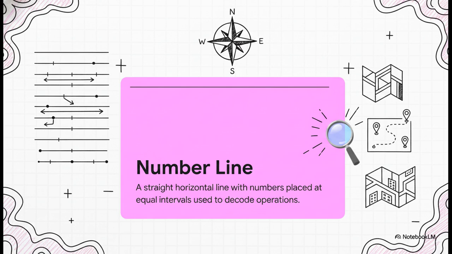And the core engine making all of this happen? That's the number line. Simply put, a number line is a straight horizontal line with numbers placed at equal intervals, and it's used to visually decode math operations. Notice how our addition source uses a 0 to 10 line right across the top, while our subtraction source stretches that out to a 0 to 12 line. This establishes a really clear, measurable spatial landscape for those numbers to live on. It essentially turns math into a map.